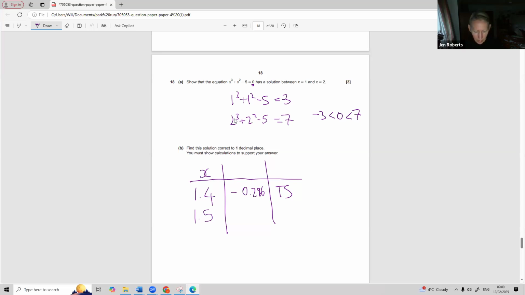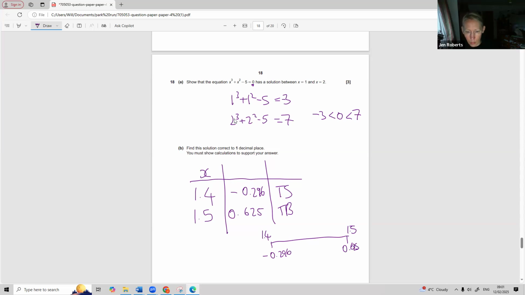1.5 then. 1.5 cubed plus 1.5 squared minus 5, 0.625. Slightly too big. So we know it's, which one is it closer to? I was just like, look on a bit of a number line here. We know the solution lies between 1.4 and 1.5. My answer 1.4 is minus 0.296.